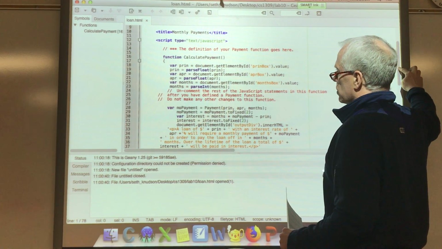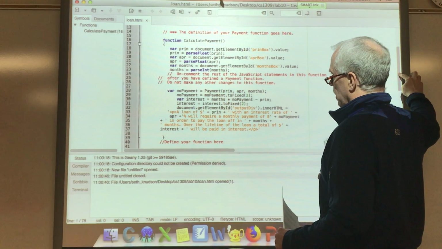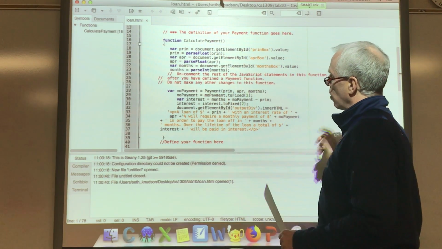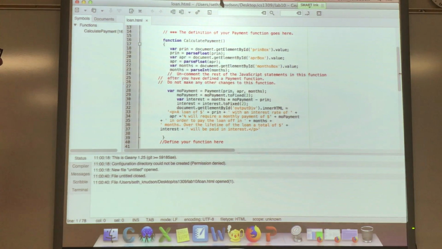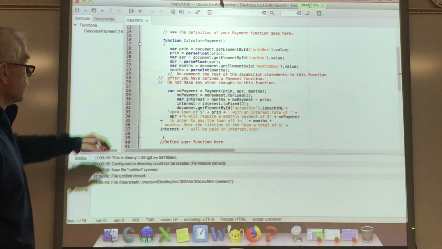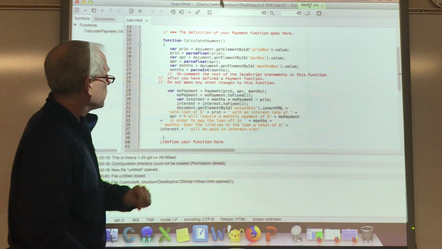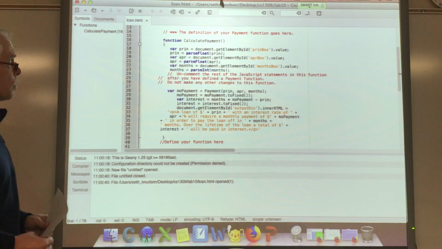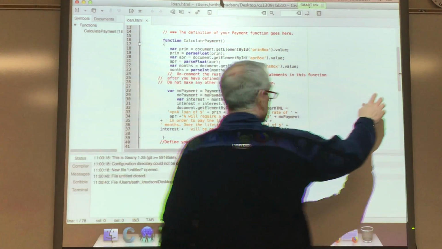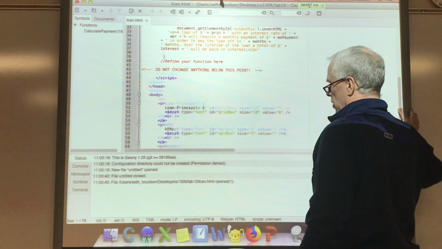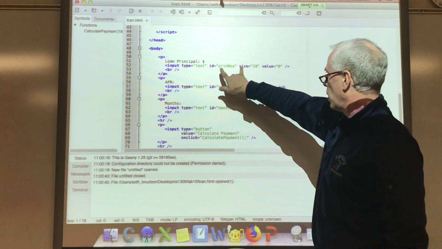Okay, so there's this function called calculatePayment that's already been created for you. This isn't anything you need to fix. It's going to go retrieve the principal box. So at some point, if I go down a little bit farther for you guys, there's going to be a text box called prinBox.